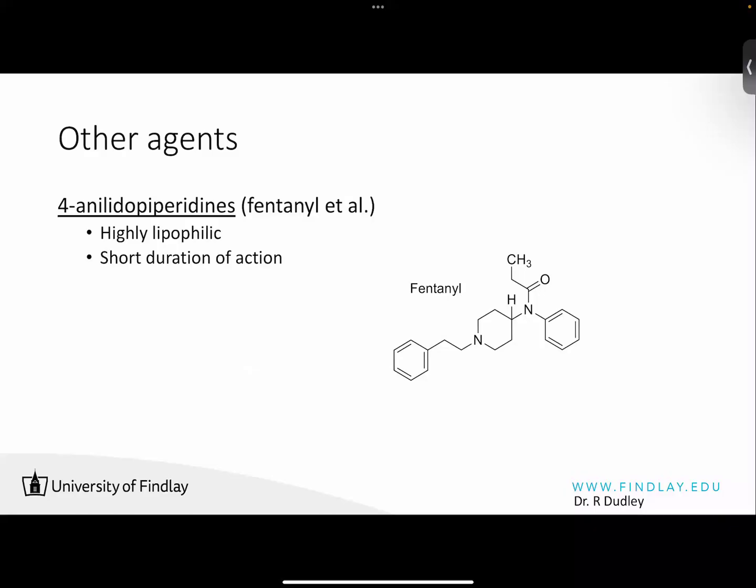But nonetheless, fentanyl and its derivatives belong to a class of drugs called the 4-anilinopiperidines. So this is an aniline, so it's an aromatic amine. And then this six-membered heterocycle is a piperidine. So this together is a 4-anilinopiperidine derivative.